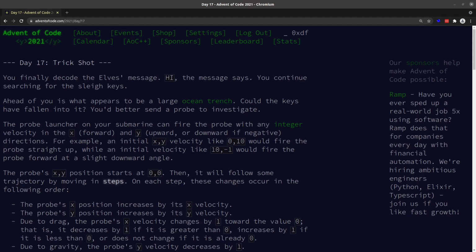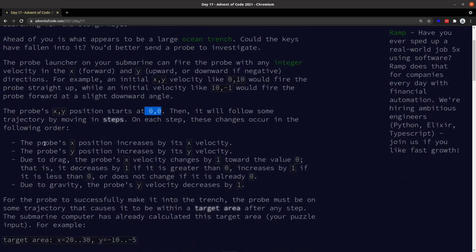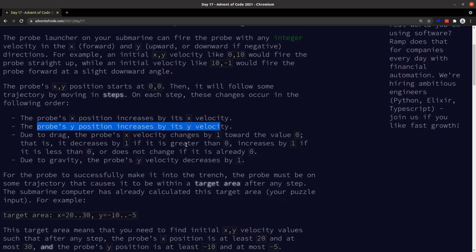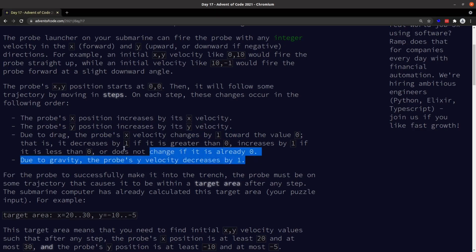Advent of Code day 17, trick shot. So basically, I'm going to launch this thing, and it's going to start at position 0, 0, and it's going to have some initial velocity, which I can choose arbitrarily, anything I want, and I'm going to step through time. At each step in time, I'm going to increase the x position by x velocity. I'm going to increase the y position by y velocity. Then I'm going to slow down the x velocity towards 0. So if it's -5, it goes to -4. If it's 7, it goes to 6. And then due to gravity, y is always going to go down by 1.